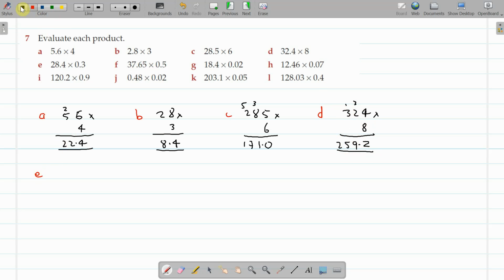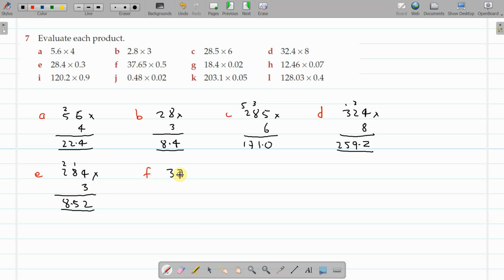E. Okay. 284 times 3. The answer will have 1 decimal place there and 1 there. 2 decimal places in the answer. 3 times 4, 12. 3 8s is 24, plus 1 is 25. 3 times 2 is 6, plus 2 is 8. With 2 decimal places. Yep. 1 decimal place, 1 decimal place. Answer 2 decimal places. F.